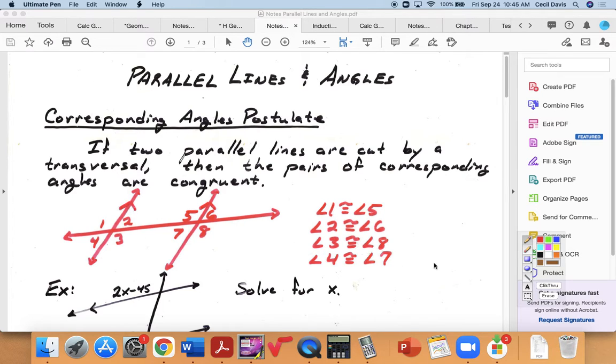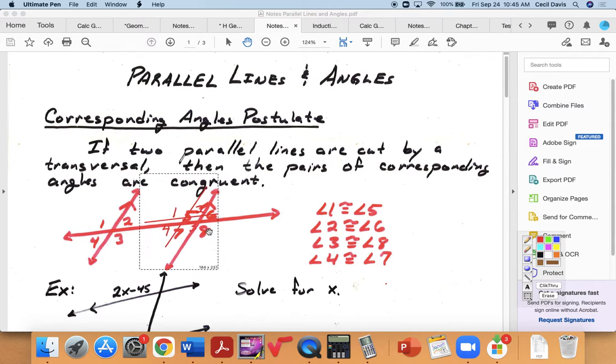So what I'm going to do is copy that line and that line. I'm going to copy angles 1, 2, 3, and 4, and pick them up and slide them over here. Do you see what happens? They're the same.